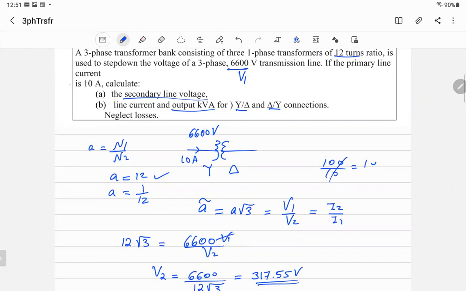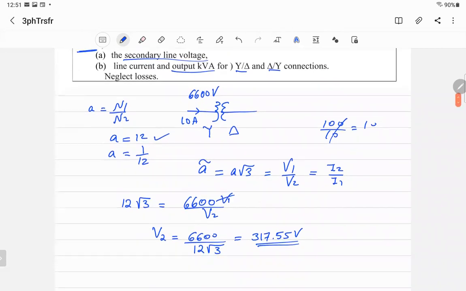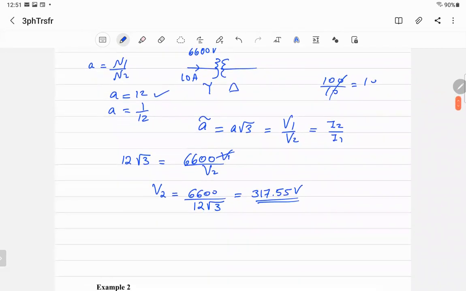But it gave you, if the primary line current is 10 amp, well, primary means I1. So it's telling you if I1 is equal to 10 amp, what is the I2? Well, very simple. I'm going to use the same equation. A square root 3 is equal to I2 over I1.